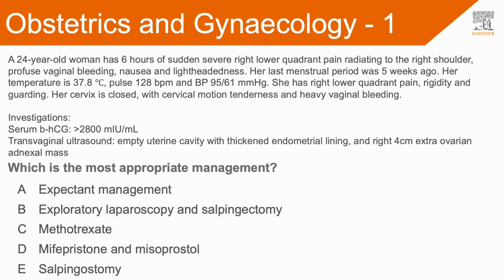Investigations reveal a serum beta-HCG of over 2,800, and transvaginal ultrasound reveals an empty uterine cavity with a thickened endometrial lining and right 4 cm extra ovarian adnexal mass. Which is the most appropriate management? Is it A, expectant management, B, exploratory laparoscopy and salpingectomy, C, methotrexate, D, mifepristone and misoprostol, or E, salpingostomy? So I'll just give you about 30 seconds to read the question and think about the correct answer.